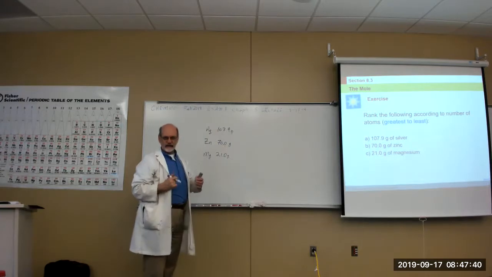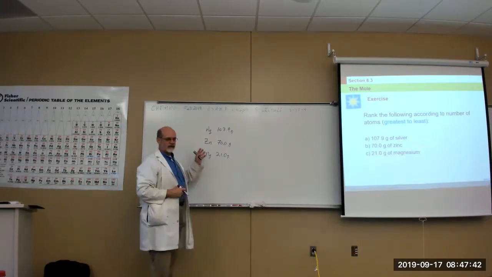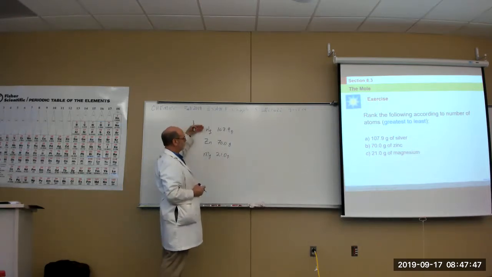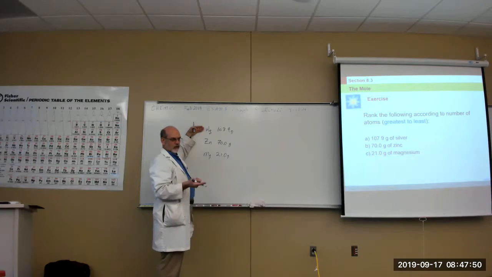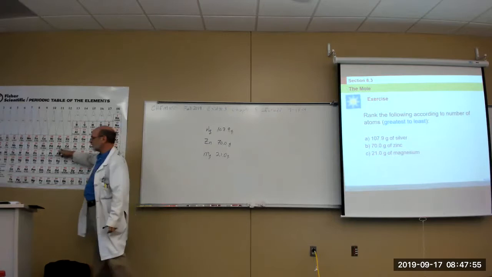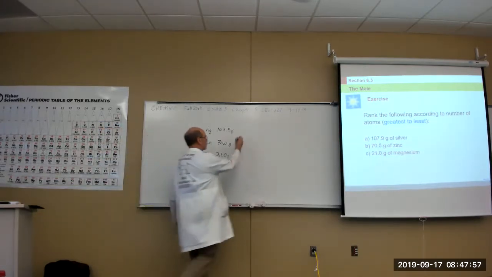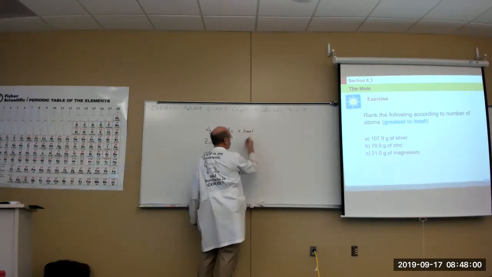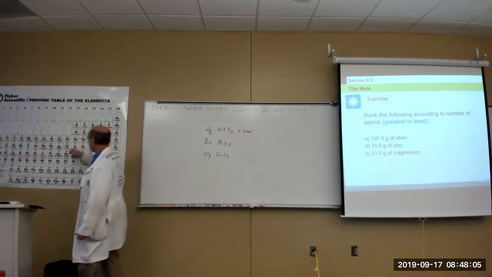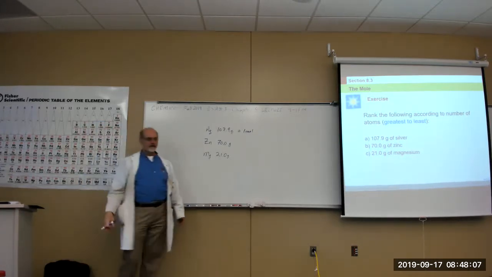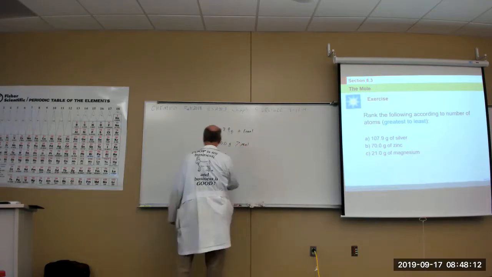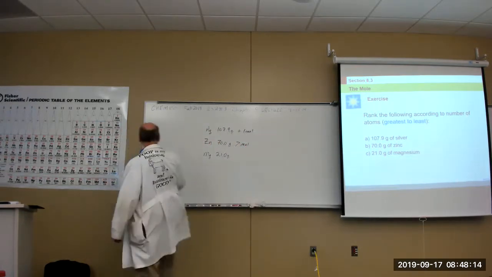So, test taking technique: you don't have to do the calculation. You can estimate. Is this equal to a mole, less than a mole, or greater than a mole? Look at silver, 107.9. That's equal to 1 mole. How about zinc? 70 grams of zinc is more than a mole, is it not? And 21 grams of magnesium is less than a mole.